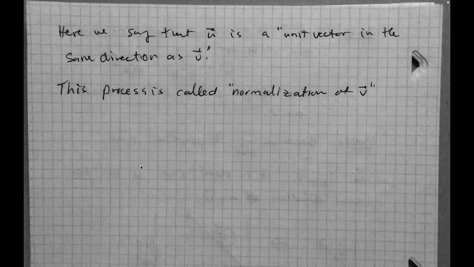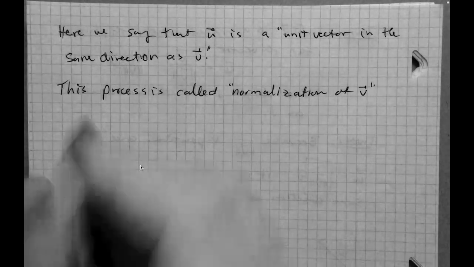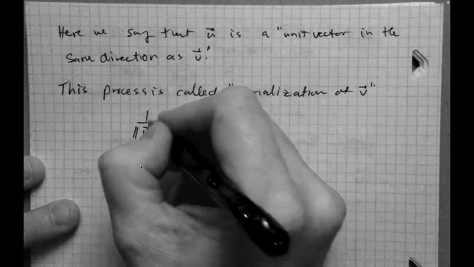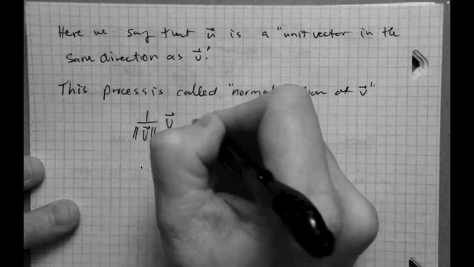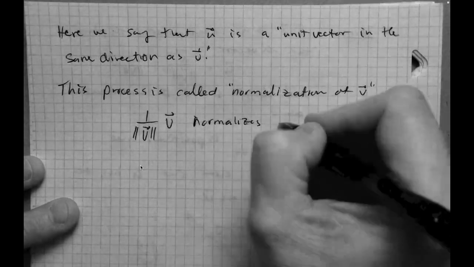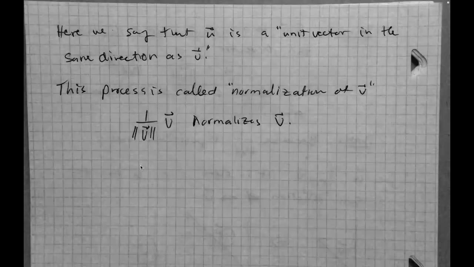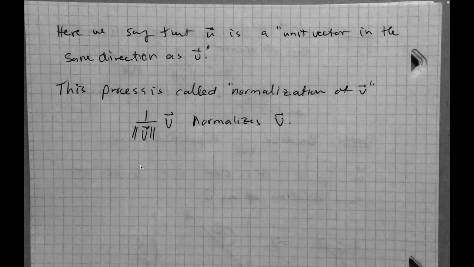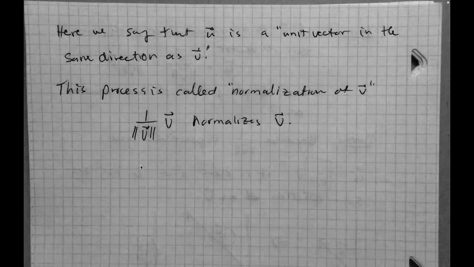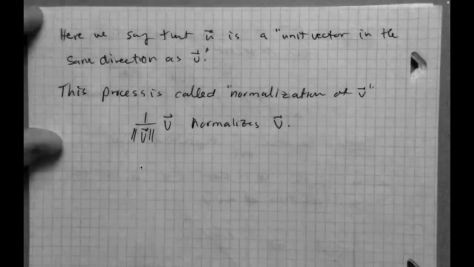Okay, so basically when I multiply 1 over the norm of v times v, this normalizes v. That's just terminology that we'll hear again and again as we get deeper into this. So let's do an example using this process, to see how it works in practice.